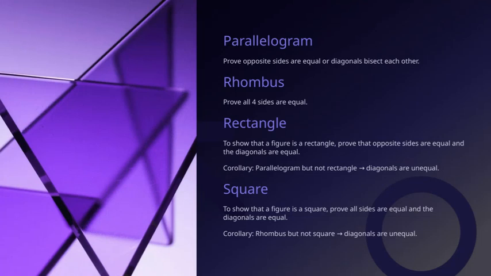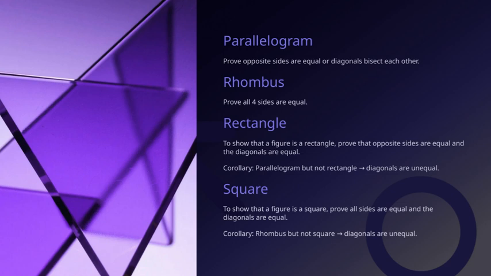Let's explore some important corollaries related to quadrilaterals. When we have a rhombus that is not a square, an interesting property is that its diagonals are unequal. This helps us distinguish it from a square, where the diagonals are always equal. To prove a figure is a square, we need to show 2 key things. All sides are equal, and the diagonals are equal as well.